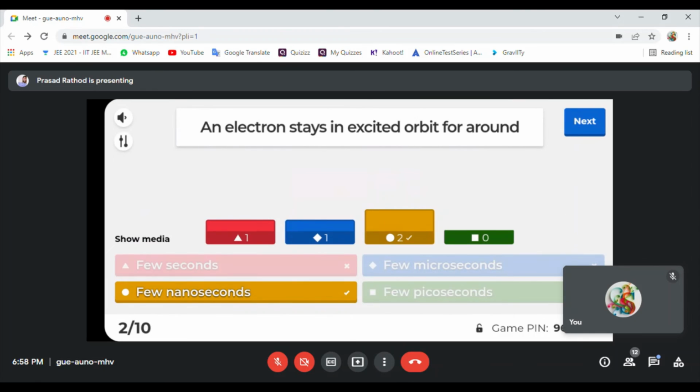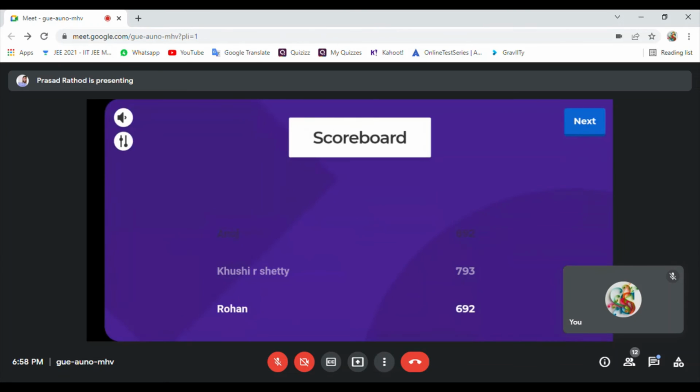Okay, so the correct answer is few nanoseconds, and two of you have managed to get it correct. Let's see who's leading the scoreboard. And it's Rohan who is leading now, followed by Anuj and then Khushi.